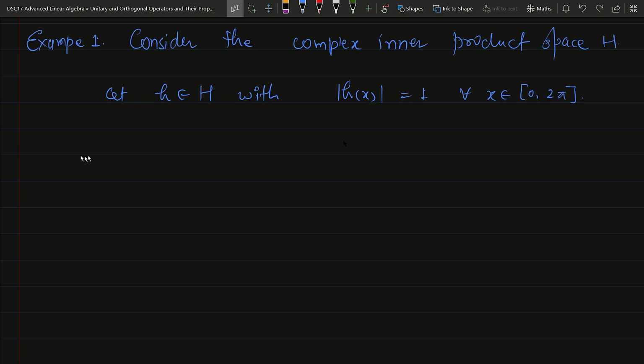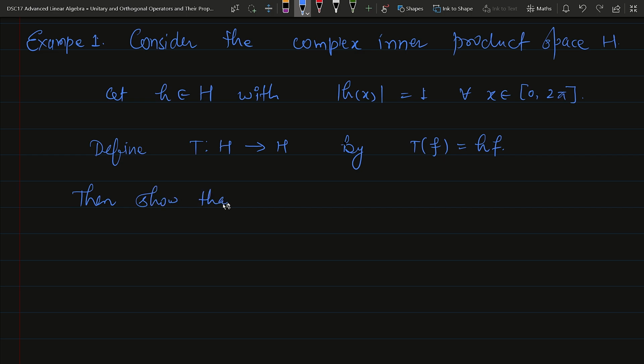So now define T from H to H by T of f is equal to h and f, product of h and f. Then show that T is a unitary operator. Why unitary? Because we are discussing the complex inner product space.